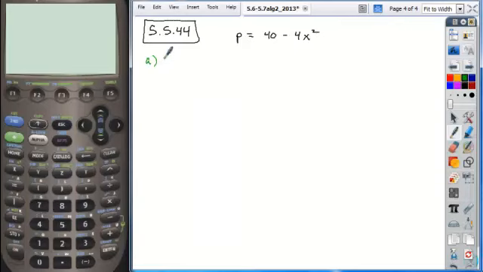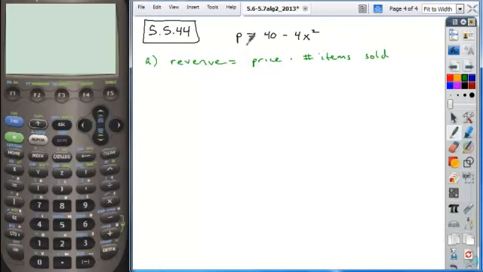The first part is to come up with an expression to represent total revenue. When you're identifying revenue, revenue is simply the amount of money that comes in. It's the price that's charged times the number of items that are sold. And that's all we need to do to find the revenue.